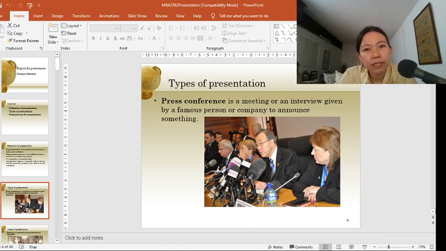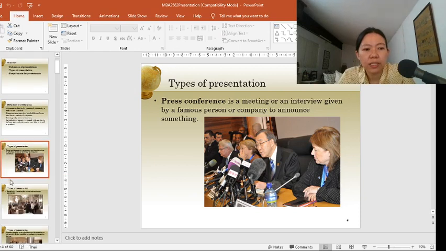So let's start with press conference. What is a press conference? A press conference is a meeting or an interview given by a famous person or company to announce something. For example, in this picture, this might be the chief executive of a famous company, and they announce to the journalists about their investments or about their joint venture or about their merger.